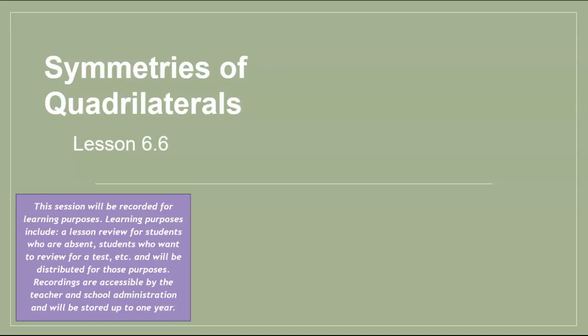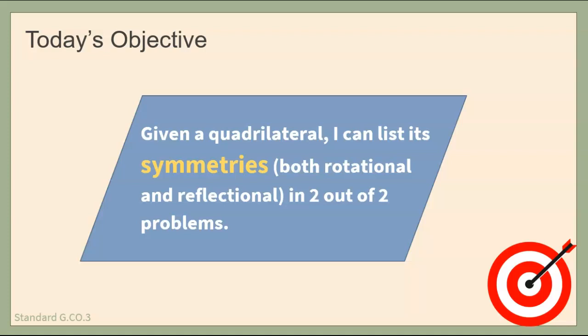Today we're looking at lesson 6.6, Symmetries of Quadrilaterals. And today's objective is, given a quadrilateral, I can list its symmetries, both rotational and reflectional, in 2 out of 2 problems. So there's some big words in there. Some of them might be unfamiliar, or some of them may be familiar but not sure how we'd use them in geometry exactly. We're going to get into that today.